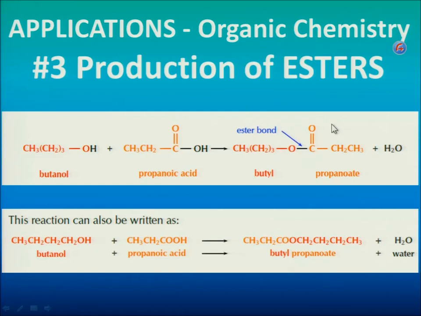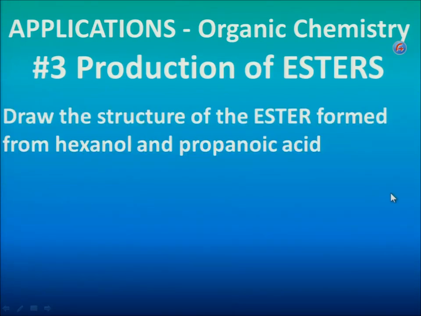Now if you need to name this ester, you look at the part that's bonded to the oxygen, the alcohol part, and you'll see there's 4 carbons, therefore butyl. And then the carboxylic acid part is 1, 2, 3 carbons, and therefore propanoate. This reaction can also be written like this, where you have the condensed structural formulas and water, or you have the words. So, draw the structure of the ester formed from hexanol and propanoic acid.